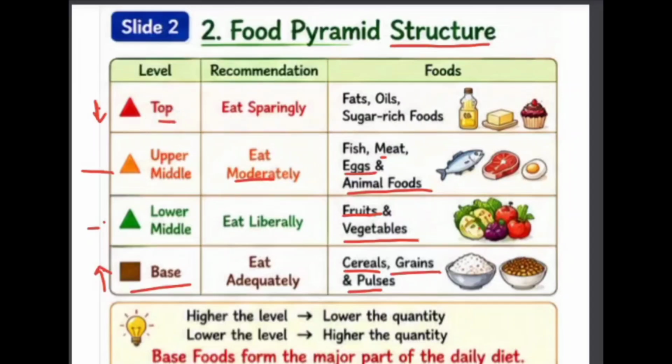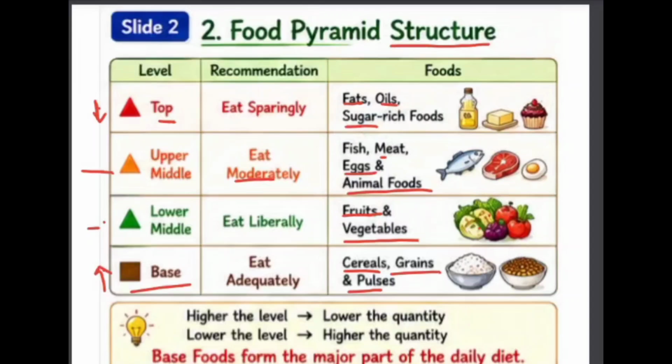Now let us discuss the top level of the food pyramid. This section includes foods rich in fats, oils, and sugar. Examples include cakes, sweets, fried foods, butter, and excessive amounts of oil. These foods provide a large number of calories but relatively fewer essential nutrients.